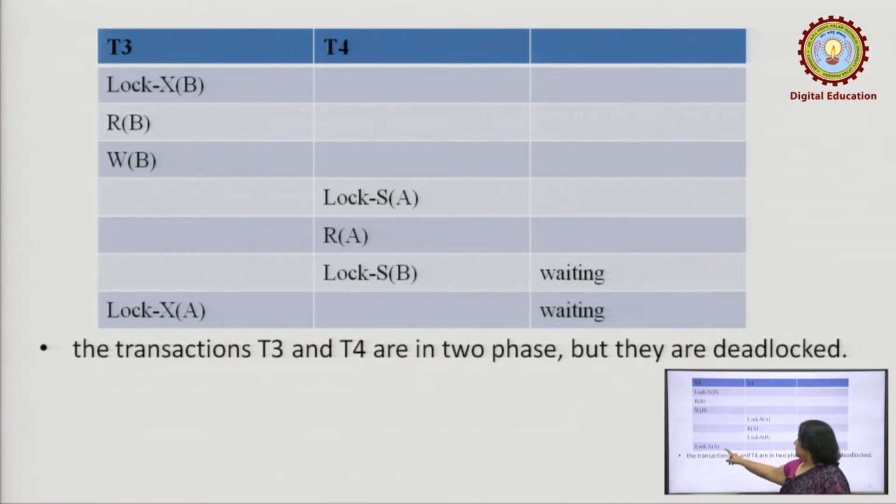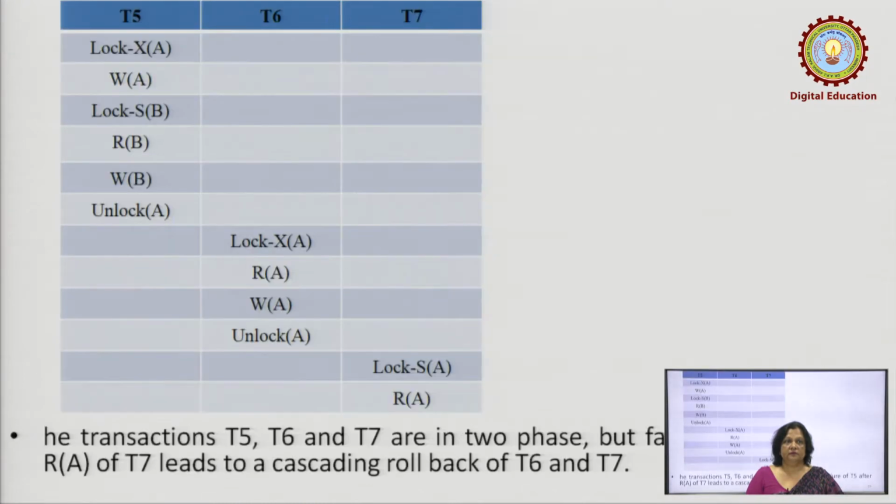In the meantime, there is an exclusive lock request by T3 on A. A is already locked in the shared mode by the transaction T4, so the lock to T3 cannot be granted and it has to wait for the lock to be released by T4. So, both T3 and T4 are waiting for each other to release the data item, and hence they are said to be deadlocked because neither of them can proceed.